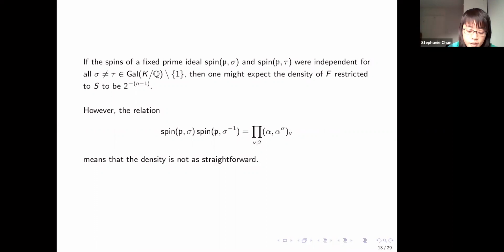So if all the spins are indeed independent as we vary P, then the density would be 1 over 2 to the n-1. But as I mentioned before, spin P sigma and spin P sigma inverse are related by this product of Hilbert symbols over even primes. So it is not true in general that they are independent.